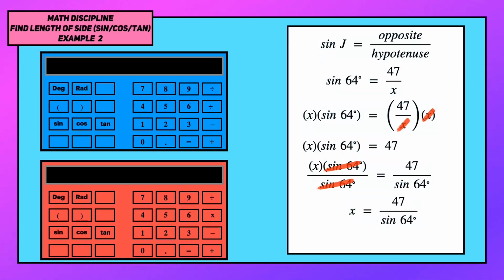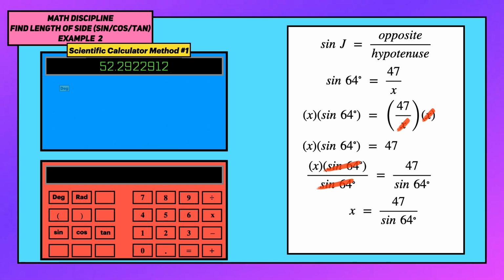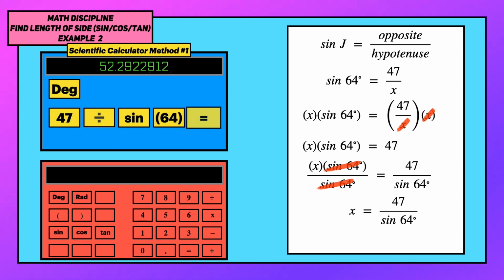Now let's go to our calculators. Again, I'll go over two different methods for entering this equation into your calculator. Method number 1, with your calculator in degree mode, enter 47 divided by sine 64, close the parentheses if necessary, equals. Your answer should be approximately 52.29. Again, in degree mode, press 47 divided by sine 64 equals.